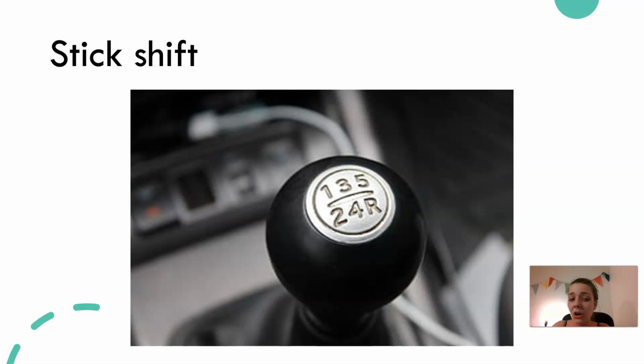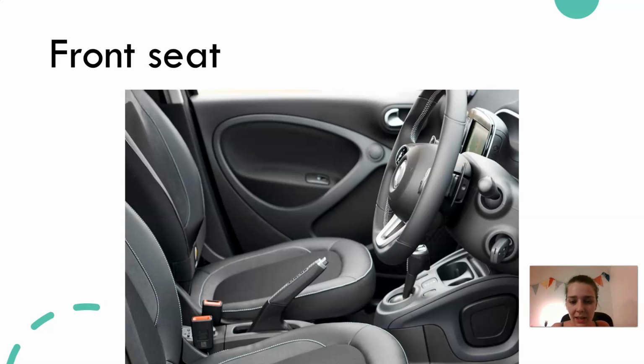A manual car is also called a stick shift. So when someone asks, can you drive a stick? They mean, can you drive a manual car? Do you know how to drive a manual car with a clutch? All right, now back to all cars.